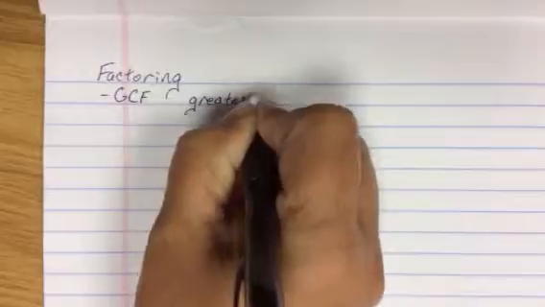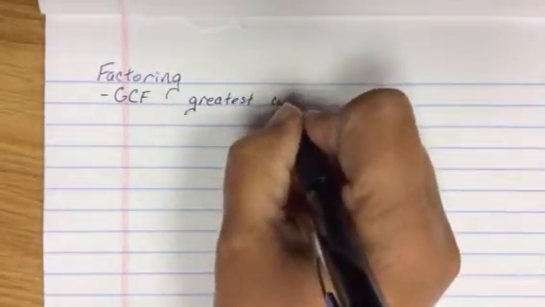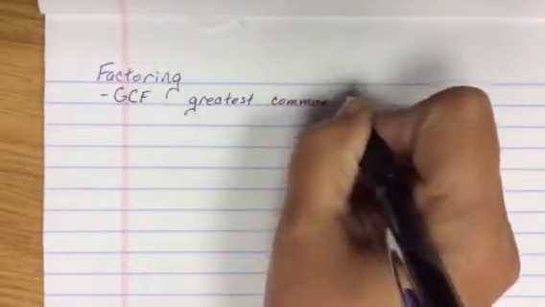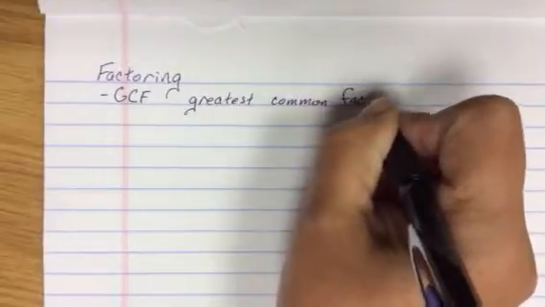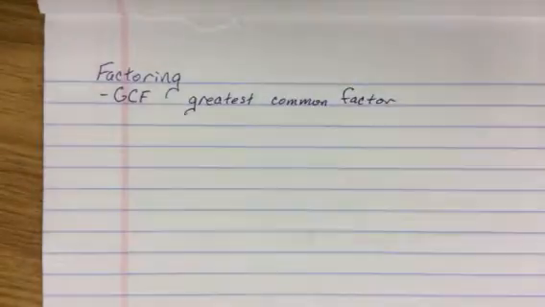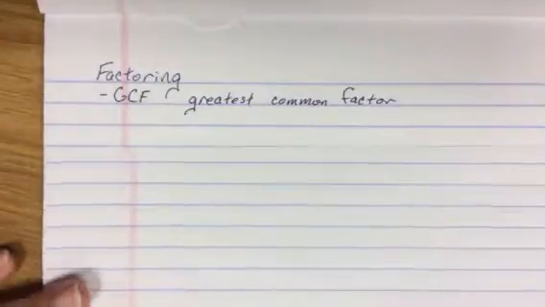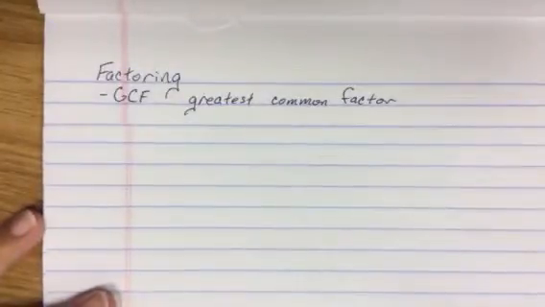Factoring, basic factoring. First thing we always look for is something called the GCF, or the greatest common factor. Now, GCF can be either a number or a variable. So what is a GCF?